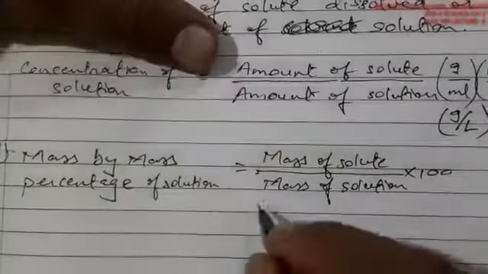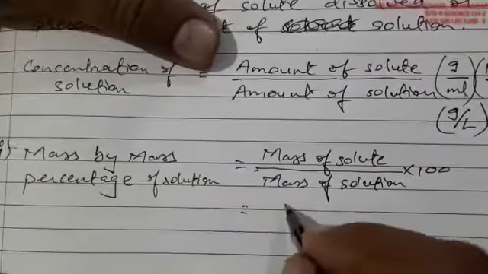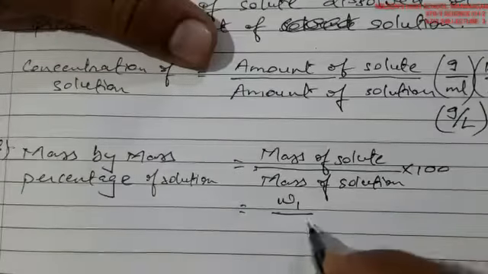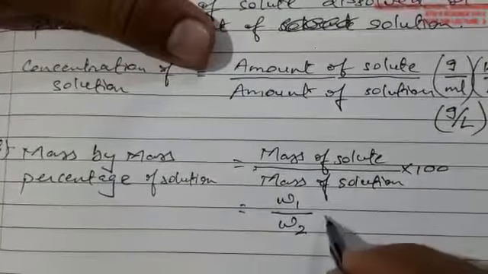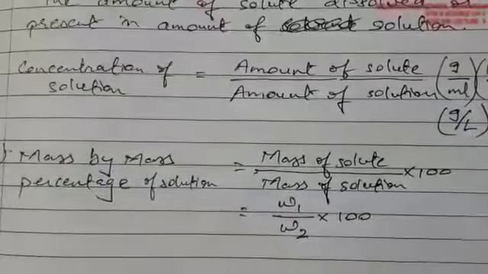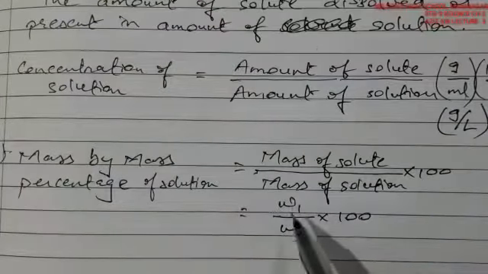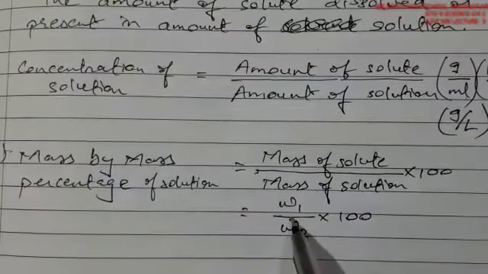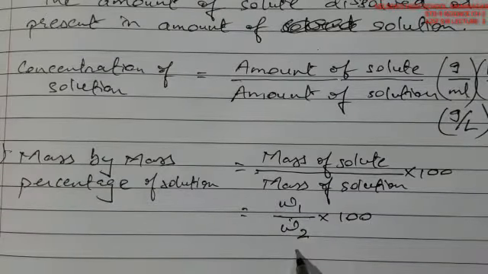So you can work it out with the mass of solute as W1 and the mass of solution as W2, multiplied by 100. So this is W1 upon W2 multiplied by 100, where W1 is the mass of solute and W2 is the mass of the solution.